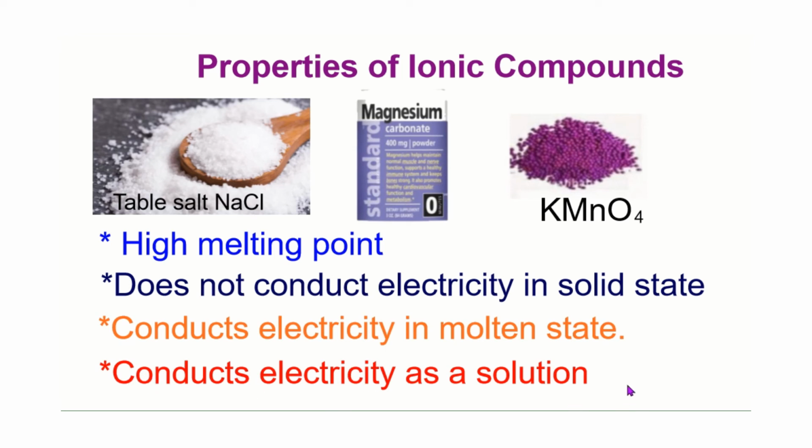So high melting point, because very strong ionic bonds, so you need to add a lot of heat and energy in order to break it. It does not conduct electricity in the solid state because the ions are not free to move. But if we melt it and make it into a liquid, then the ions are free to move and it can conduct electricity. And then finally, if we dissolve it in water, we make a solution of the ionic compound, then it will conduct electricity.